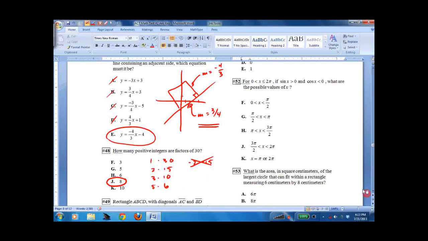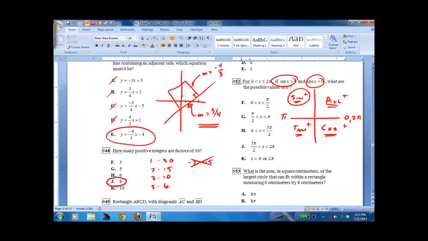This one's similar. This is an ASTC problem. If you've taken trig, this means all, sine, tangent, cosine. It means everything's positive, only sine is positive, only tangent is positive, only cosine is positive, and cosecant, but we're not going there. So where is sine positive and cosine negative? Well, that's up here.